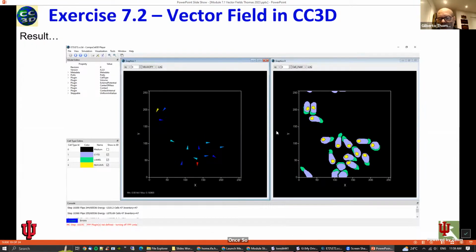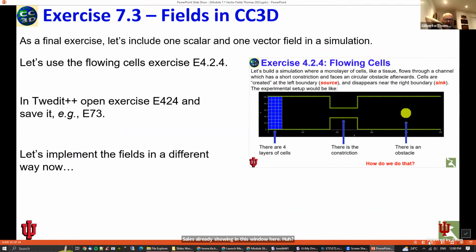So this is the final. I let the simulation go for a longer time, and I have maybe 15 or 16 cells already shown in this window here. Now, finally, I include two fields, one a scalar and one a vector field. And I will use those fields in the flowing cells that I showed last week.